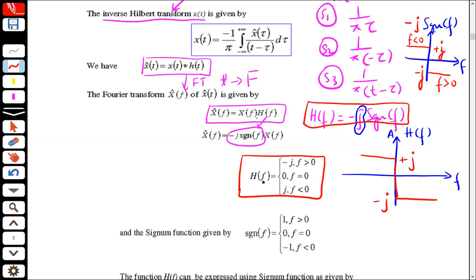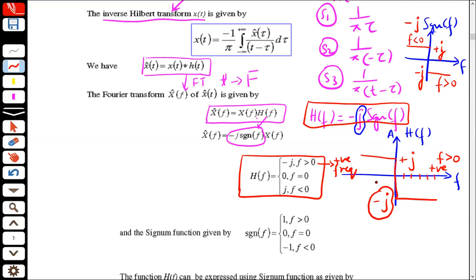So H of f is a function that behaves in what way? For positive frequencies, where does the positive frequency start from? It is over here. For positive frequency, what's the amplitude value? It's equal to negative j. That is written over here, and I can also rewrite it as f greater than 0, which means positive frequency.